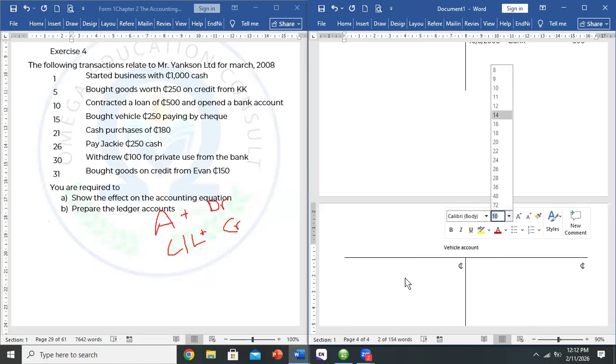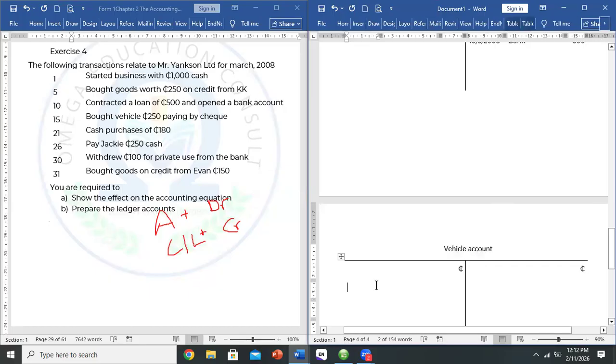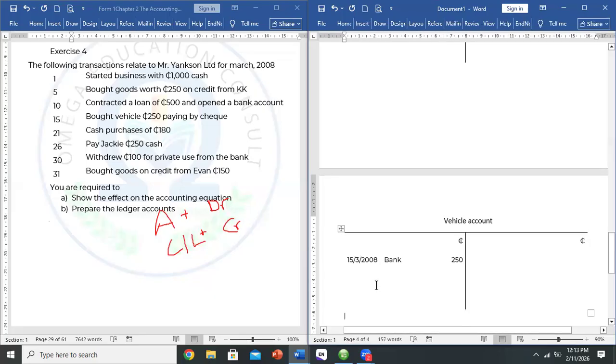So we are going to debit the vehicle, which means on the left side. So we put the date, which is 15th March 2008. The narration will be bank, right? And we put the amount there, 250. Please, some students have been opening check account. I beg you, there's nothing like check account. Check is bank.